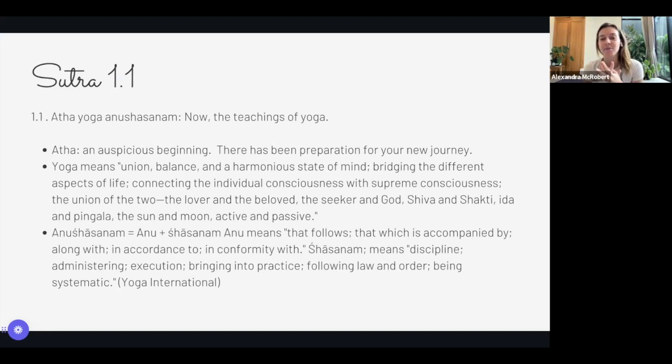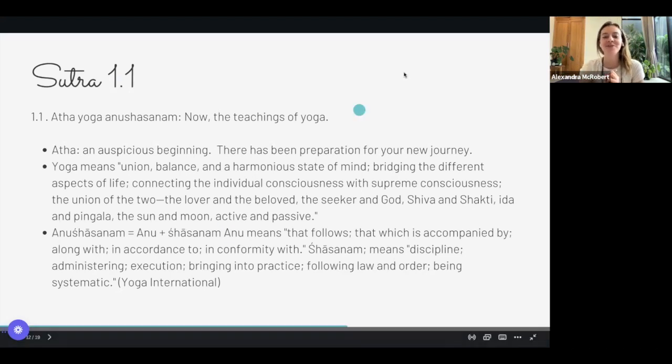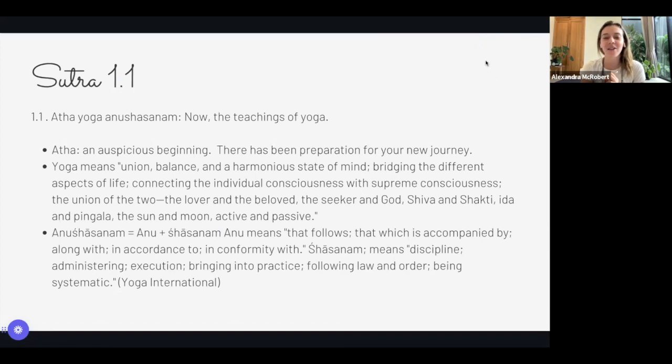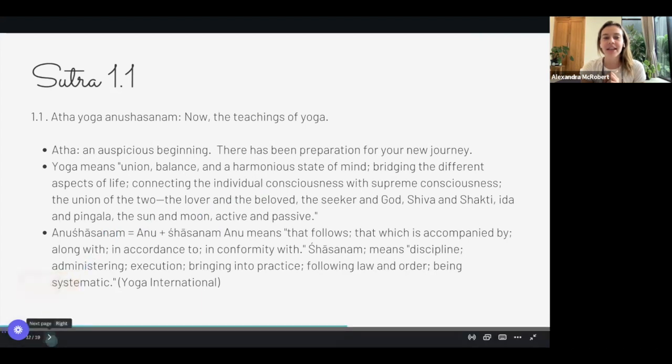So Atha, an auspicious beginning; yoga, meaning union, balance, that harmonious state of mind; and Anushasanam, which means that which follows, that which is accompanied by, along with, in conformity with. That's from Yoga International.